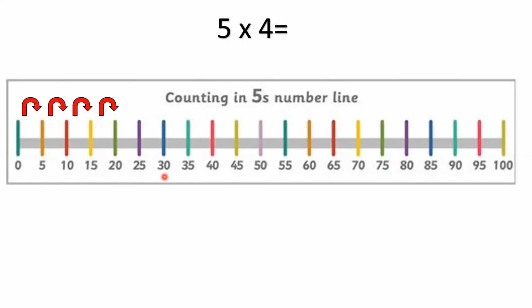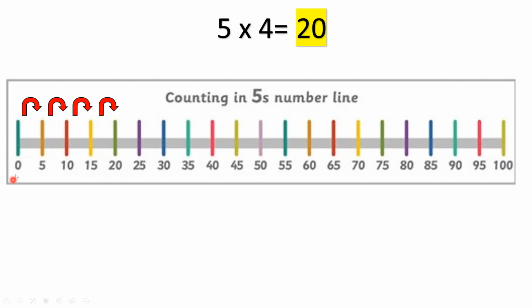Here's your next problem. 5 times 4. Start at 0 on your number line and move your finger across the number line. How many times? That's right, 4 times. Give it a go. Amazing. So now I'm going to move my spotlight 4 times across the number line. 1, 2, 3, 4. So 5 times 4 equals 20.